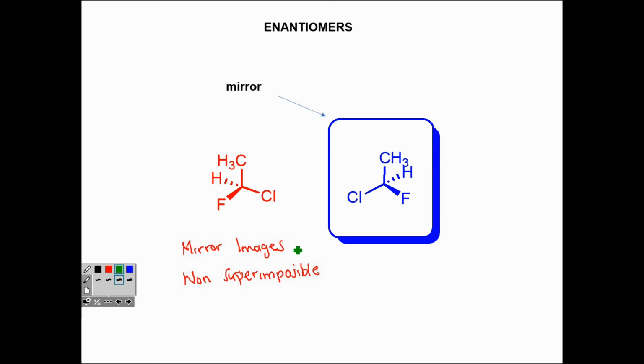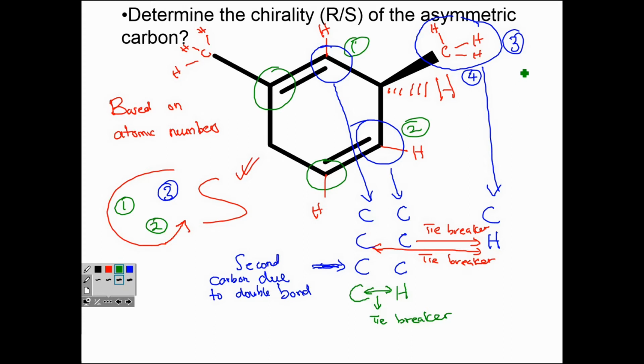Enantiomers should be mirror images and non-superimposable. So these two molecules, if you slide this blue molecule on top of this red molecule, you find this chlorine will be on this side and this chlorine on the other side. So they are not superimposable. They are enantiomers, because you have the same arrangement of atoms in space. Okay, so let's give assignments of R and S chirality.